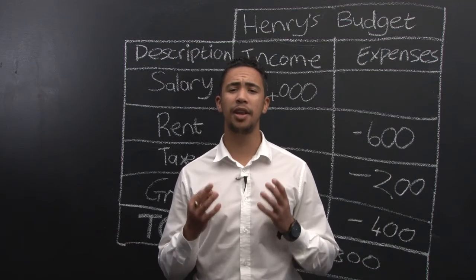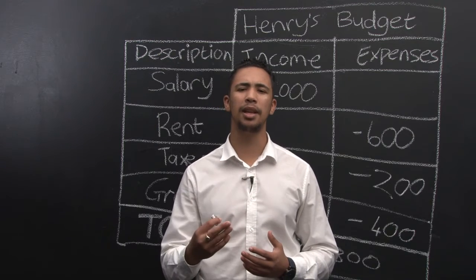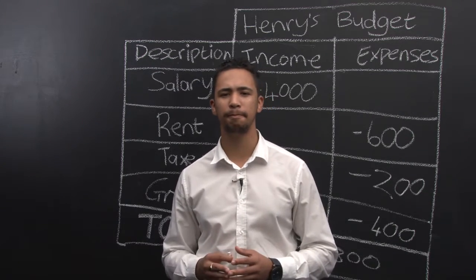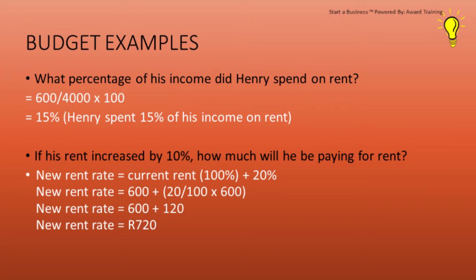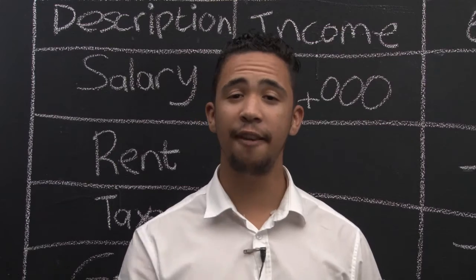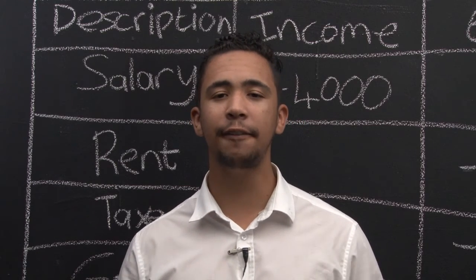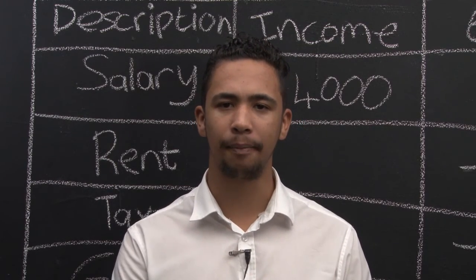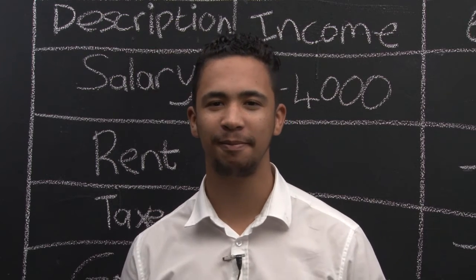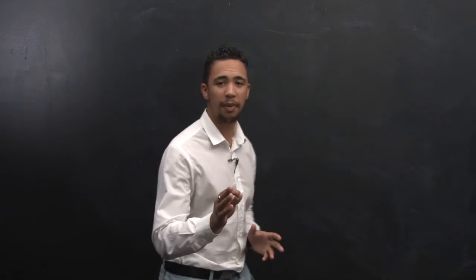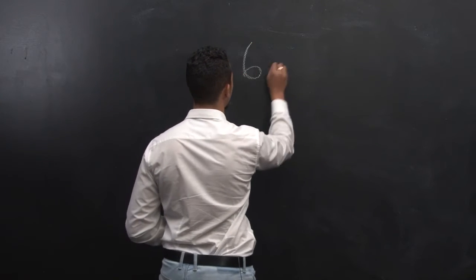So what percentage of income has Henry actually spent on rent this month? So we take the rent divided by the income times by 100. 600 divided by 4,000 times 100 will give you 15%. Therefore, Henry has spent 15% of his income on rent this month. So we now know that Henry is spending 600 Rand on rent.